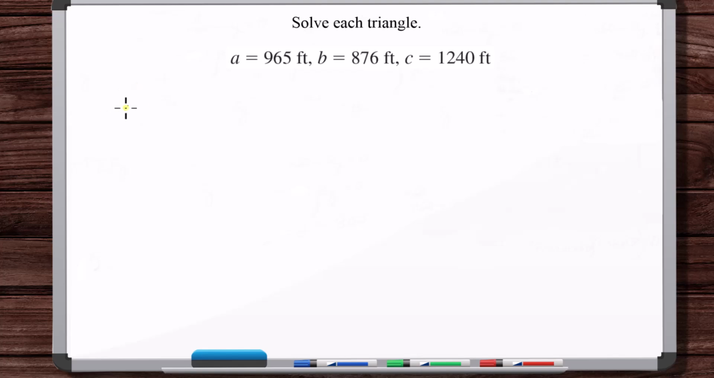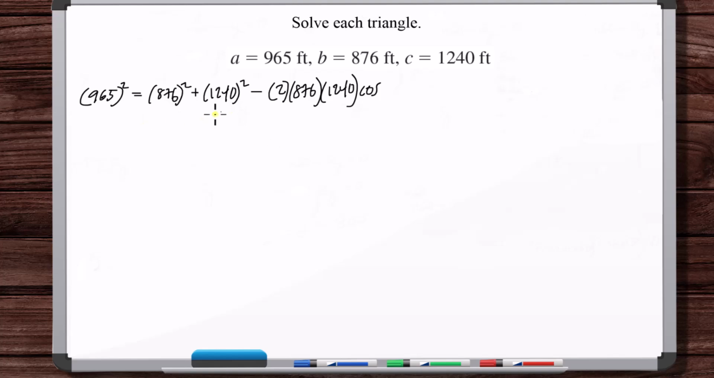Okay, here's another side, side, side case. Let's solve for angle A. So, okay, 965 squared is equal to the sum of the squares of the adjacent sides, 876 squared plus 1240 squared, minus 2 times the product of the lengths of the adjacent sides times the cosine of the angle, from the formula for the law of cosines that we've chosen. So that's A.